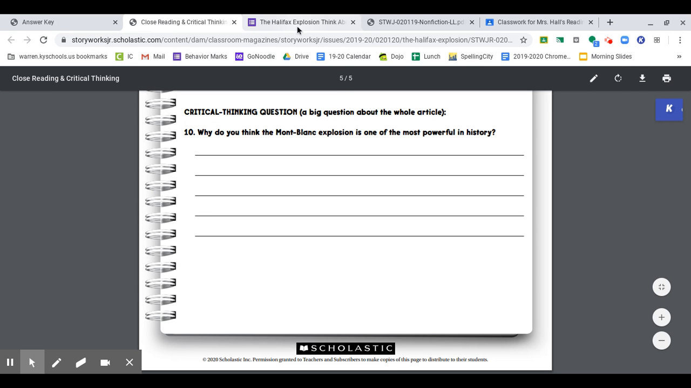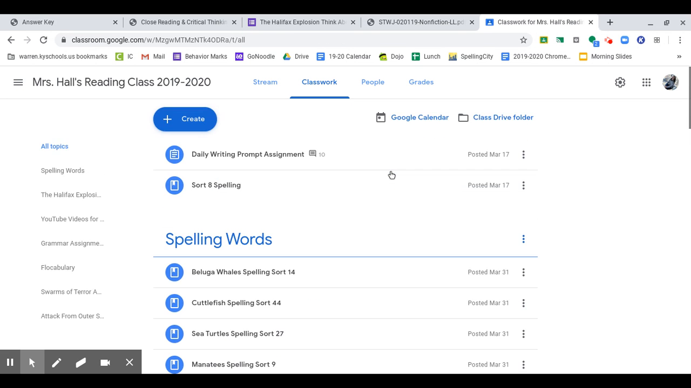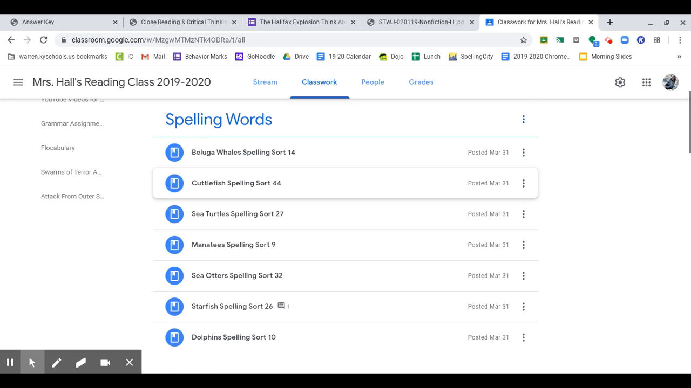Please make sure that you are doing your spelling on Spelling City. Do your spelling teach me for your new words. You can be doing your tic-tac-toe pages on spelling, and make sure that you are doing your writing prompts every day.